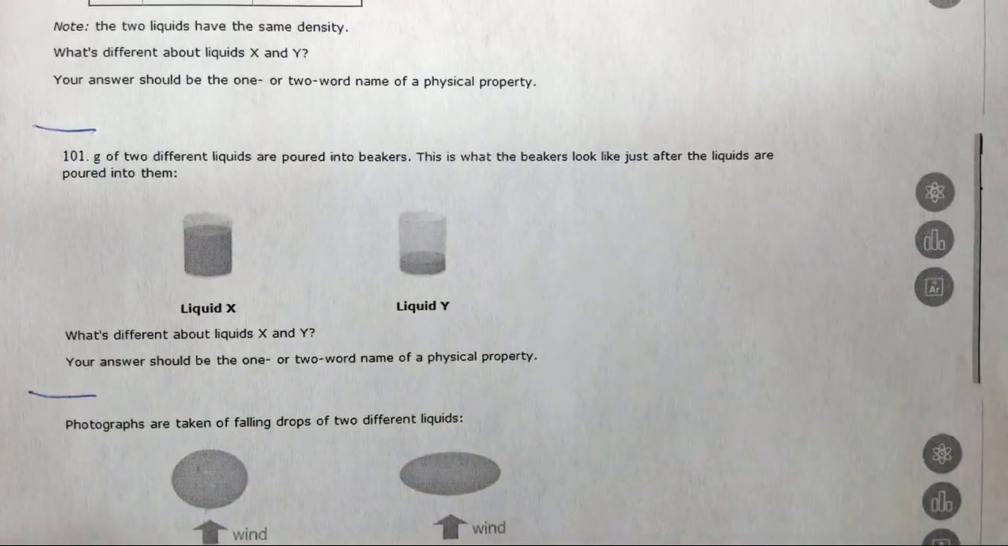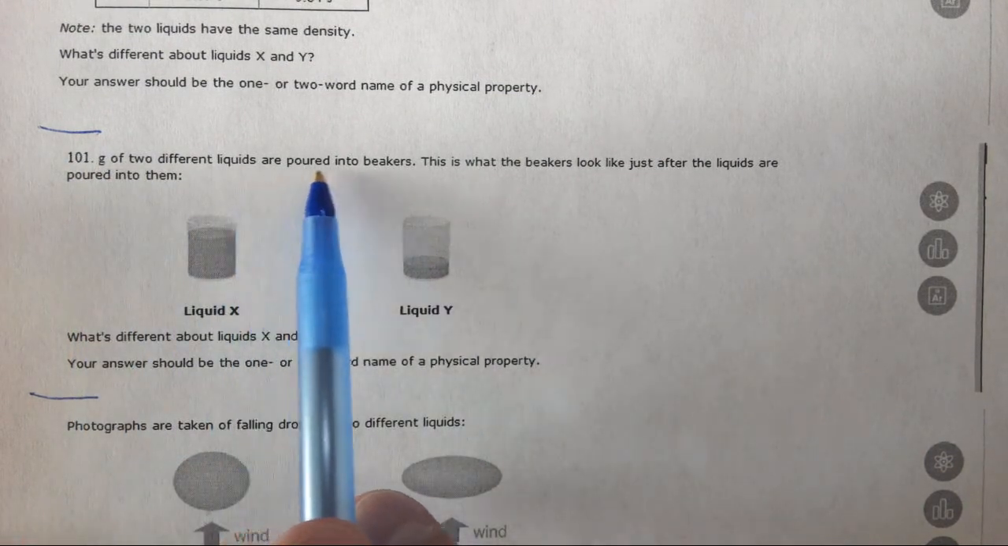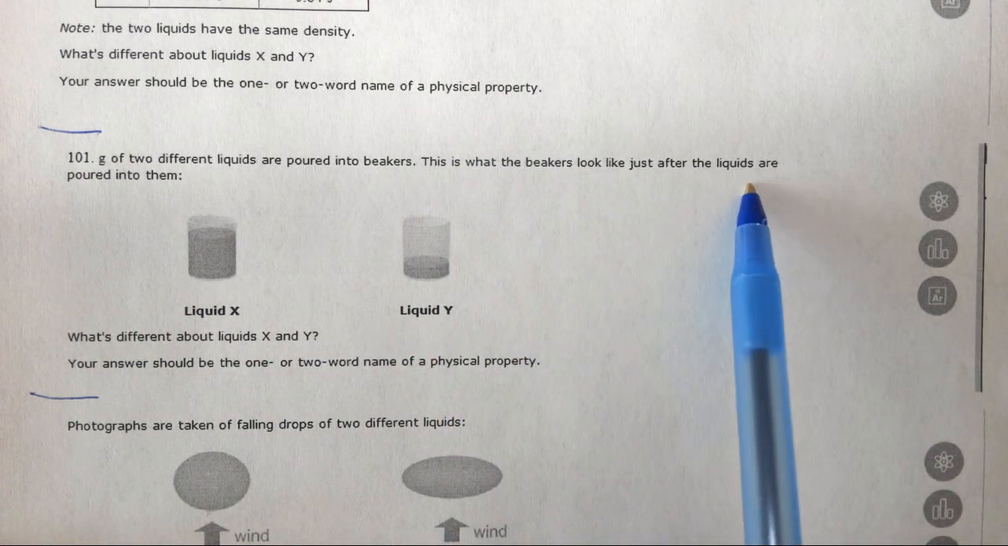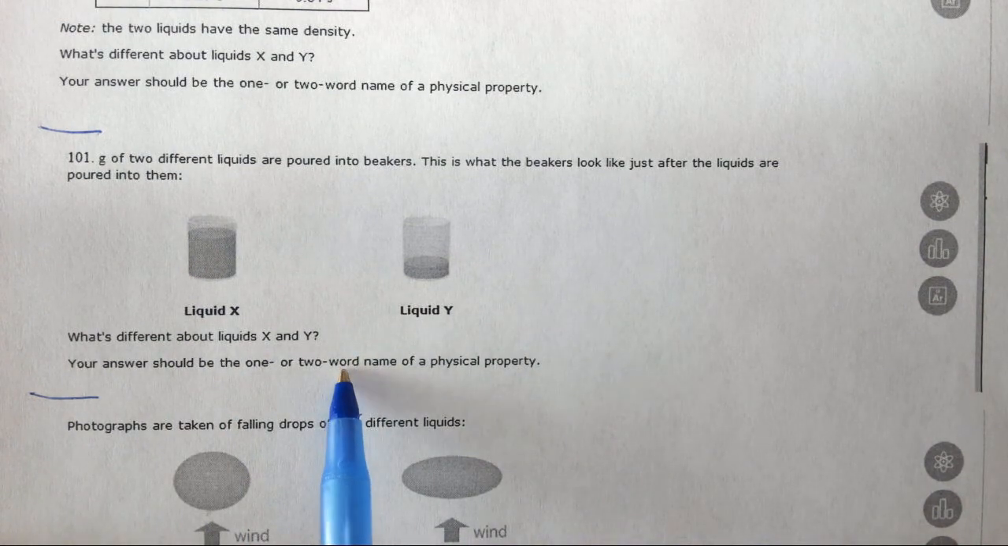For this question, I have several more examples, so I'm just going to move the sheet up and do the next one. It says 101 grams of two different liquids are poured into beakers. This is what the beakers look like after the liquids are poured into them. What is the difference between X and Y?